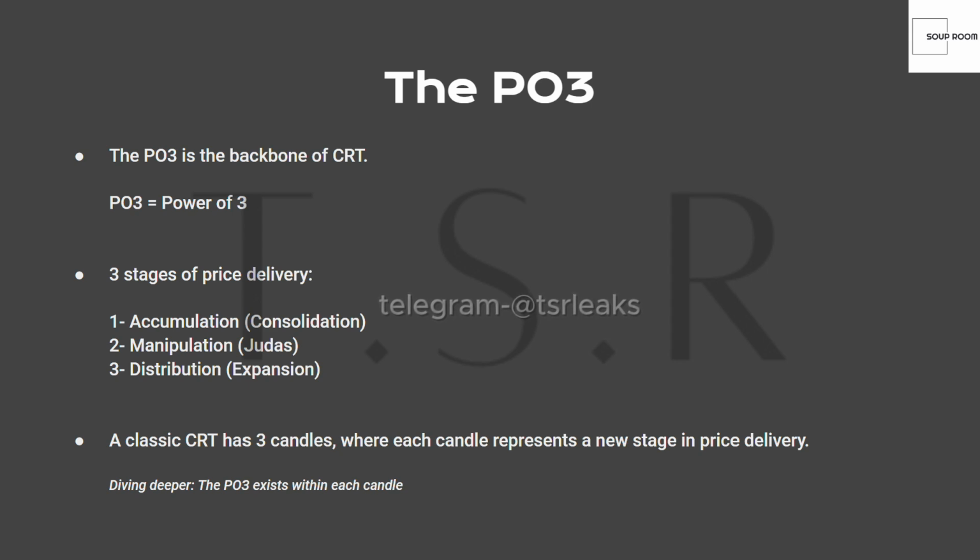There are 3 separate stages of price delivery, the first being accumulation, the second stage being manipulation, and the third stage being distribution. Accumulation can be seen as the consolidation stage. Manipulation can be seen as the Judas swing stage for all you ICT traders. And stage 3 can be seen as the expansion stage.